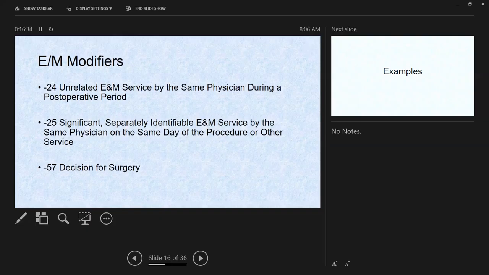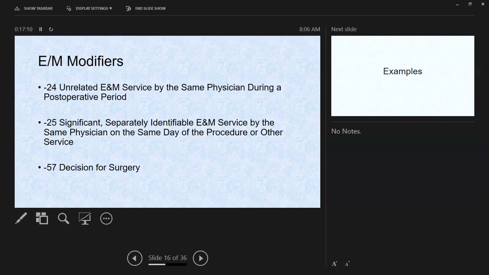Well, typically anything done within 90 days of getting a radical prostatectomy has been prepaid, and you can't get paid separately unless you use a modifier to show that something is above and beyond what's typical and you should get paid. Modifier 25 and 57 are very similar. A significant separately identifiable E&M service on the same day as a procedure. So for a 0-day global procedure, modifier 25, and 90-day global procedure, modifier 57.